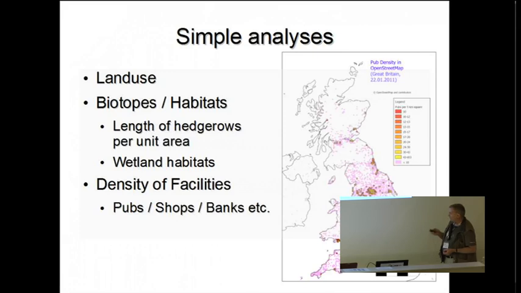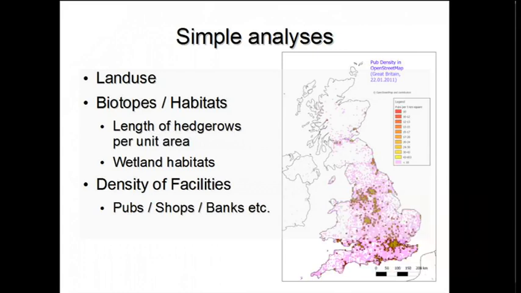The first one I ever did was this one, which was looking at the density of pubs in Britain, which received a certain amount of interest. And this type of analysis can be done really quickly. One that I would like to do, because it's very important for understanding what the bird populations might be in the countryside, is measuring the total length in meters of hedgerow per square kilometre. And these are sort of things which it's quite easy to do if we have the data.